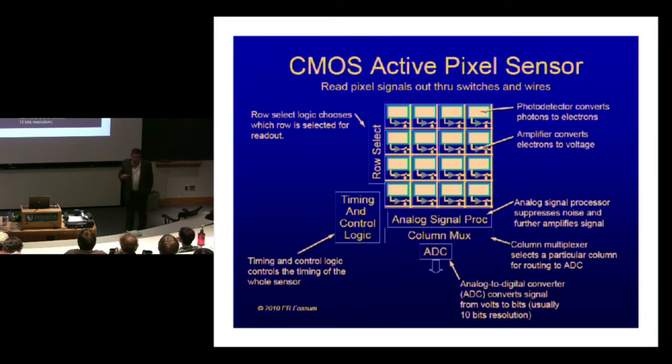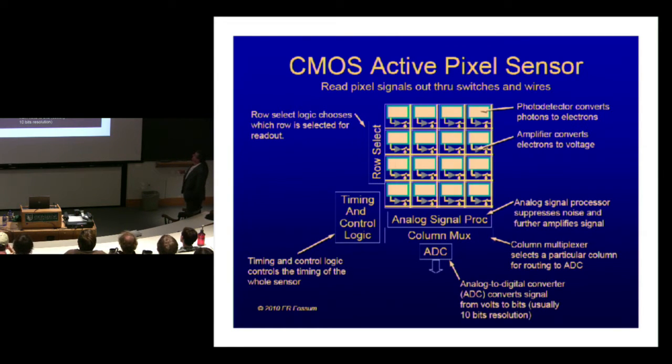So there are other types of image sensors in the past. The most notable one was the charge-coupled device that was invented around 1970. The inventors received the Nobel Prize just a few months ago for the invention of the CCD. Fortunately for me, that's not the technology that's normally used now in camera phones. It's the CMOS active pixel sensor, which is kind of a second generation solid state image sensor.